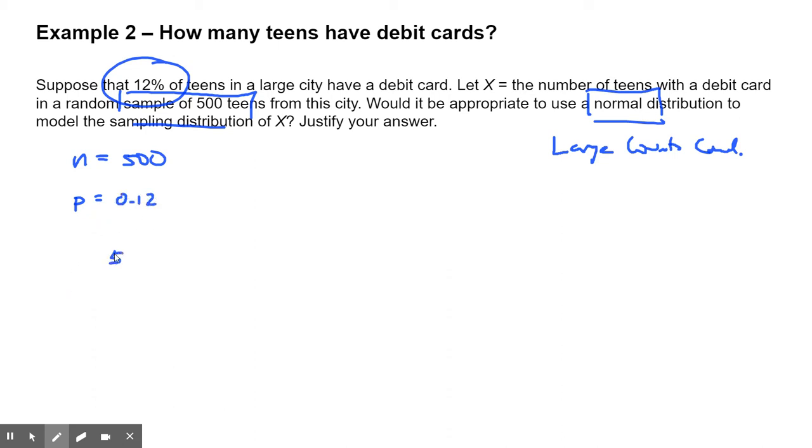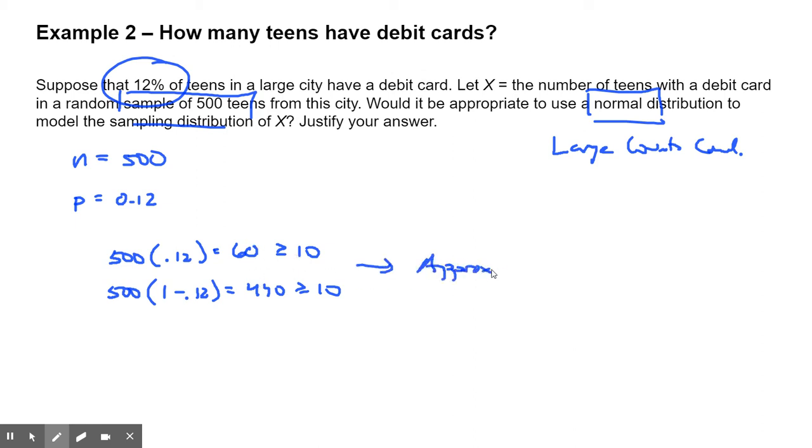So we'll do N times P. 500 times 0.12 is 60. That is at least 10, so you're good. Now we have to do N times 1 minus P. 500 times 1 minus 0.12 is 440, which is also at least 10. Because both of these numbers are at least 10, we can say that this situation is approximately normal.